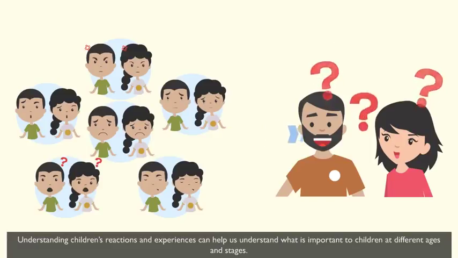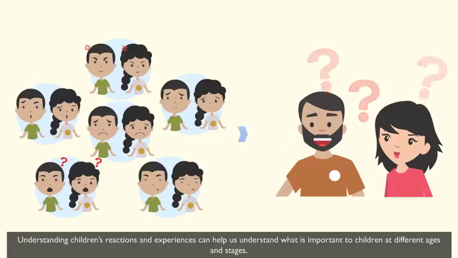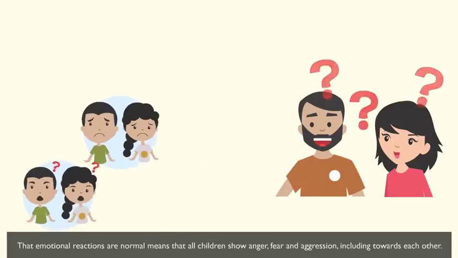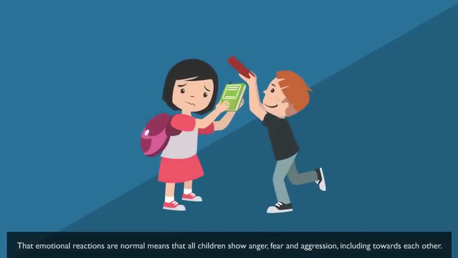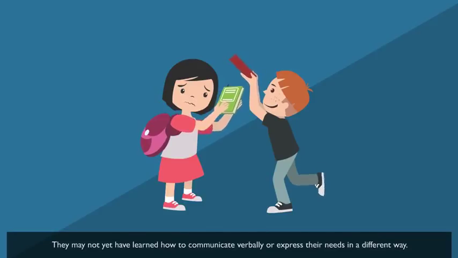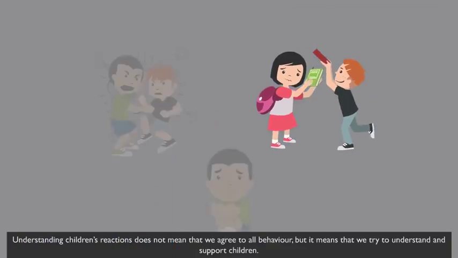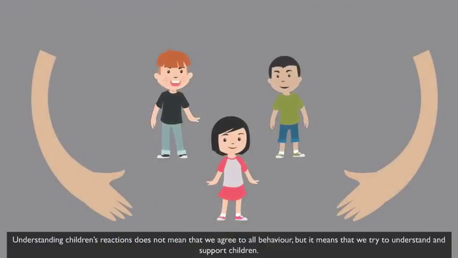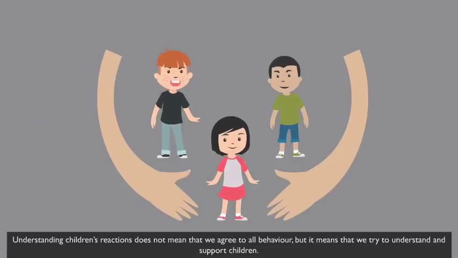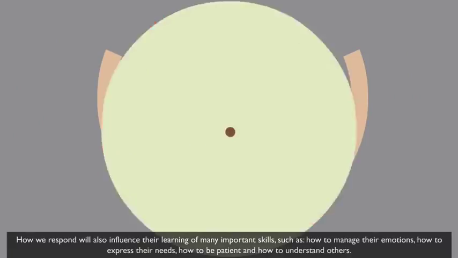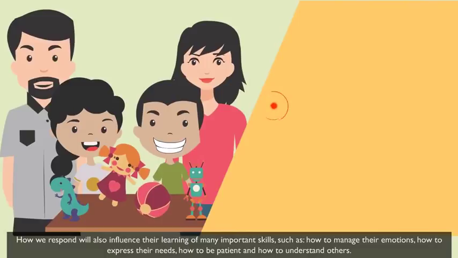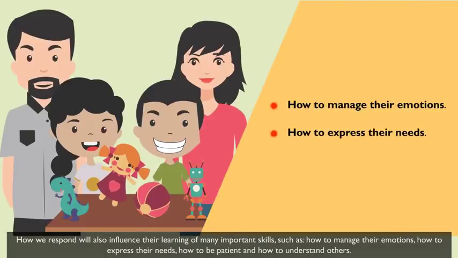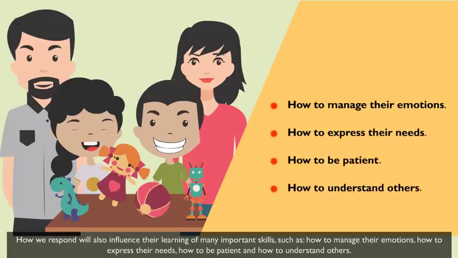Understanding children's reactions and experiences can help us understand what is important to children at different ages and stages. That emotional reactions are normal means that all children show anger, fear, and aggression, including towards each other. They may not yet have learned how to communicate verbally or express their needs in a different way. Understanding children's reactions does not mean that we agree to all behavior, but it means that we try to understand and support children. How to respond will also influence their learning of many important skills, such as how to manage their emotions, how to express their needs, how to be patient, and how to understand others.